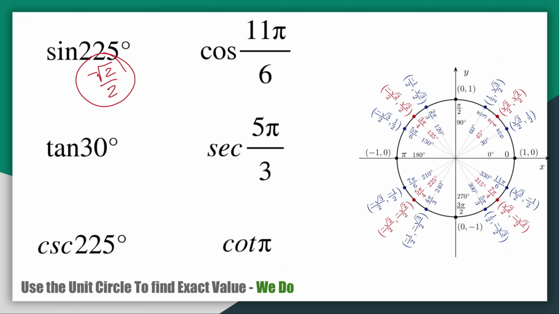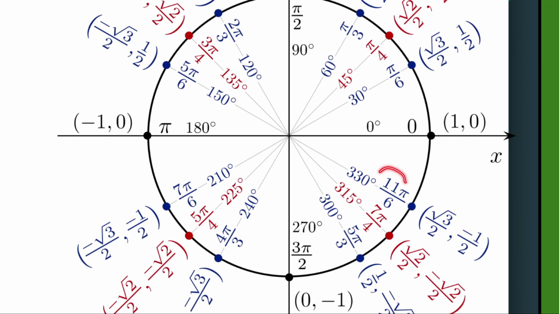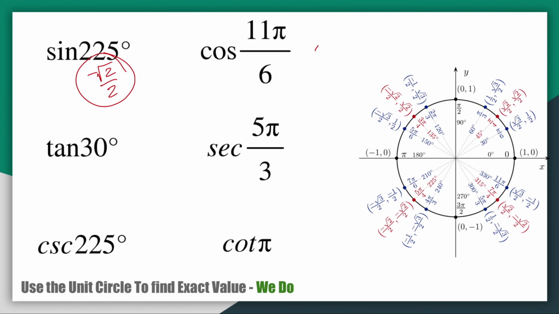Cosine of 11 pi over 6. So I go down here, 11 pi over 6. Okay. Cosine is x. Square root of 3 over 2. Boom. Square root of 3 over 2. Boom. Tan of 30. Okay.